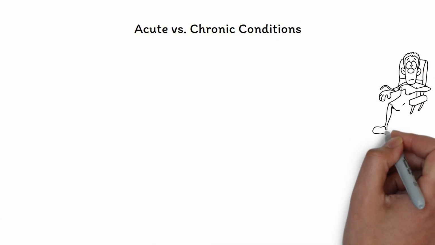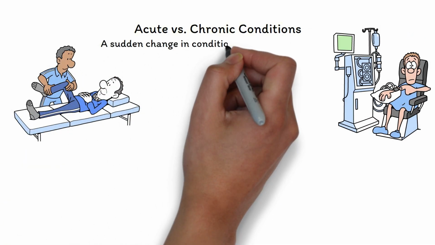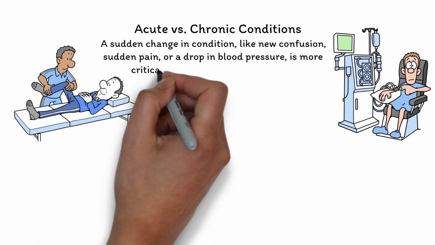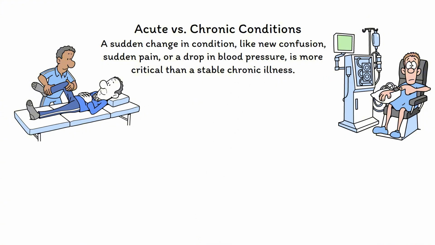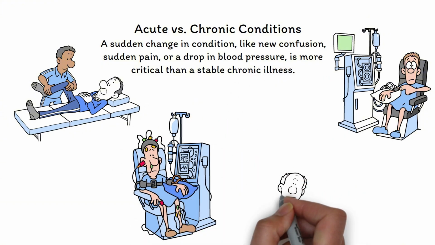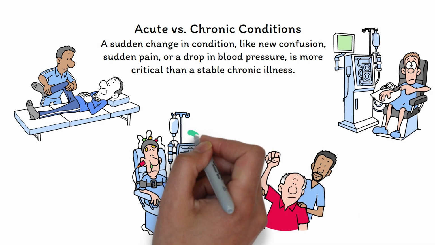Next, prioritize acute over chronic conditions. A sudden change in condition, like new confusion, sudden pain, or a drop in blood pressure, is more critical than a stable chronic illness. Example, a patient with new onset slurred speech versus a patient with controlled diabetes. The stroke patient is prioritized.